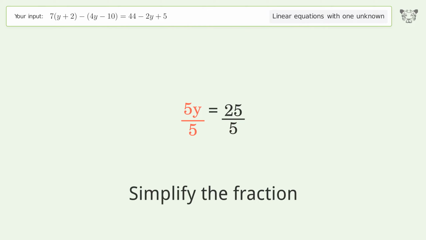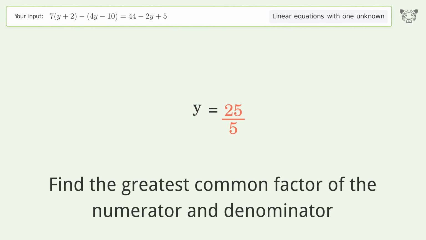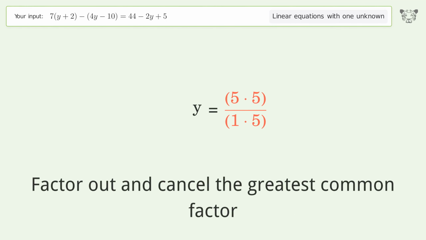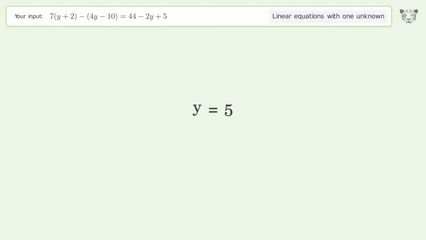Simplify the fraction. Find the greatest common factor of the numerator and denominator. Factor out and cancel the greatest common factor. And so the final result is y=5.